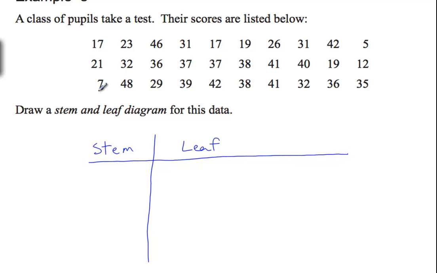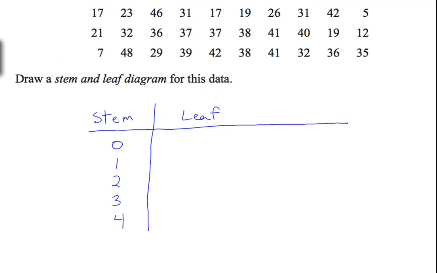So here we have everything ranging from as low as a score of 5 all the way up to a score of 48. These are the pupil scores on their tests. We're going to represent that using the stem as the tens column, and the leaf as the ones column. So the stem will go from 0, 1, 2, 3, and as high as 4. And then the leaf will depend on all these results. So we're going to put them all in there, and then we'll sort it out and clean it up after.